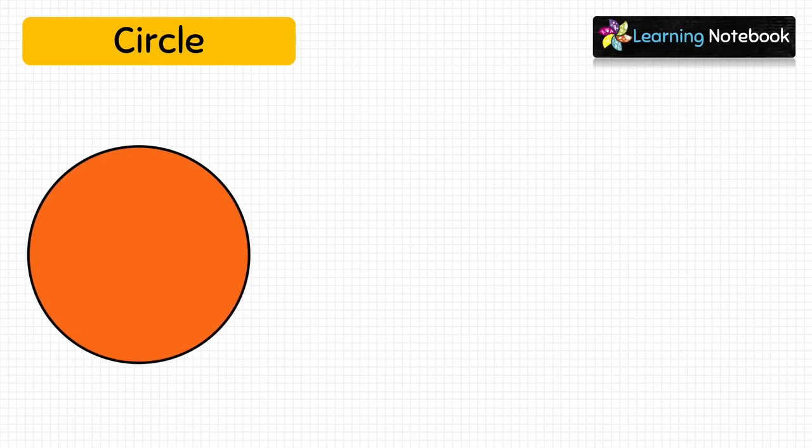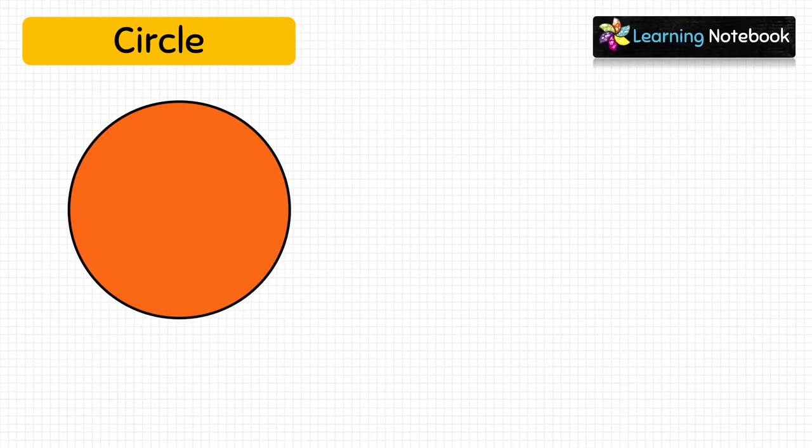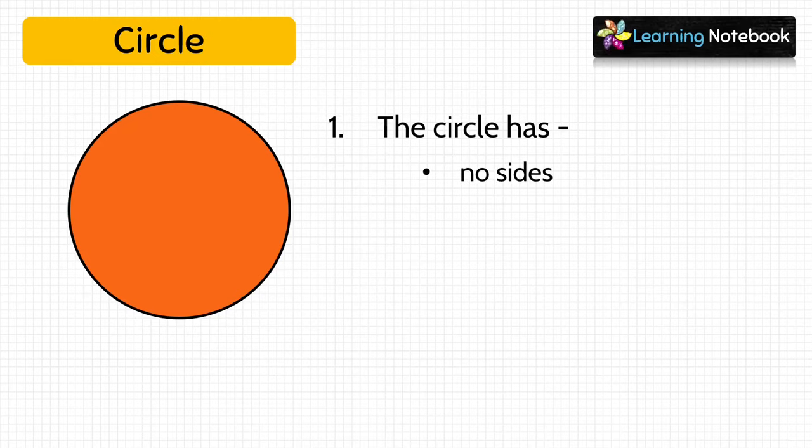Now the last one is circle. Students, this is a circle. A circle has no sides and no vertices. So this was all about plane shapes.